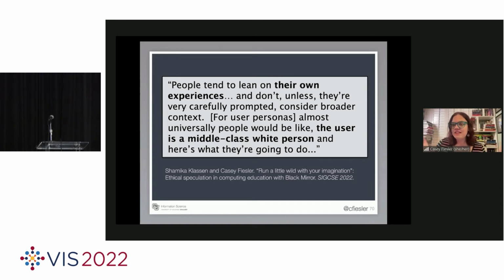So if you have a classroom full of middle-class white men, then they're going to think about harms to middle-class white men, which does not tend to be the majority of technological harms, right? I have thought about this sometimes in the context of thinking about designing technologies, but I think this is just as true for thinking about research.